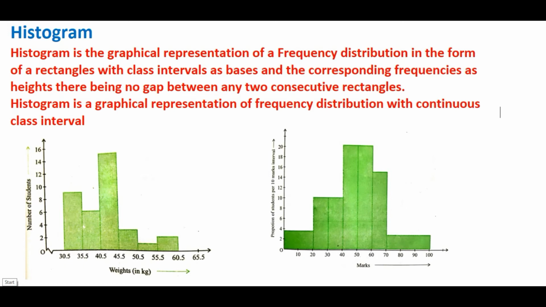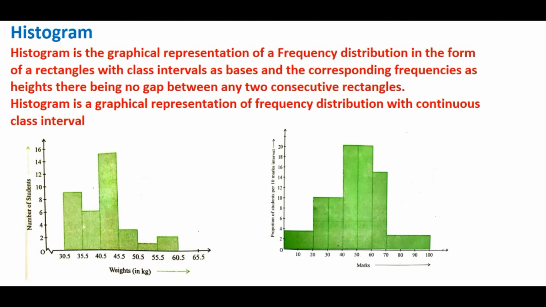We have already studied how to prepare a frequency distribution table as well as the graphical representation of data, that is, how to prepare a bar graph. Now the second one is the histogram, a graphical representation of data. We can represent the data in different graphical forms. First one was the bar graph, second one is the histogram.